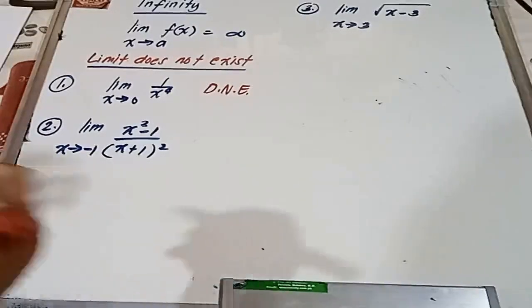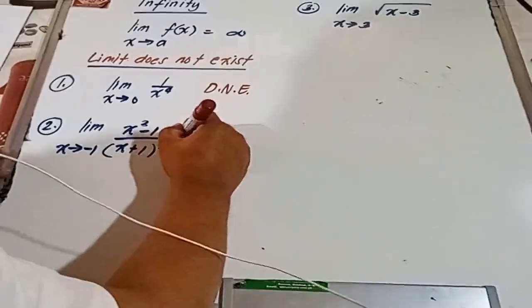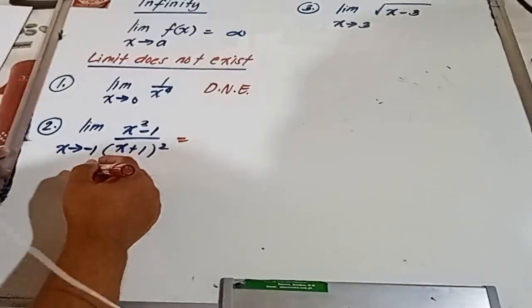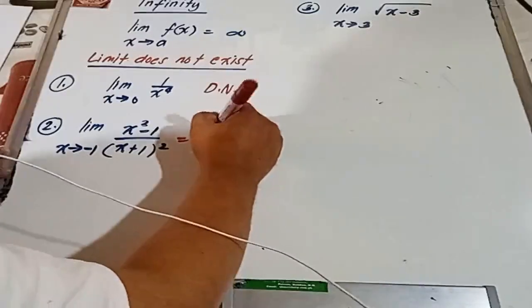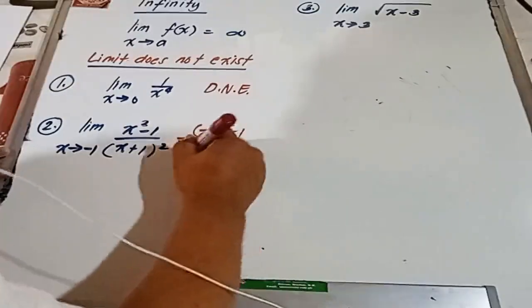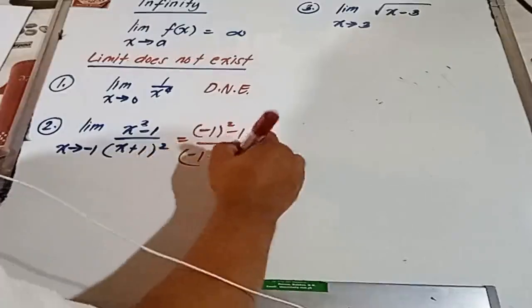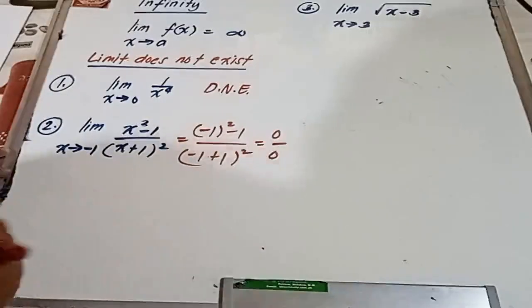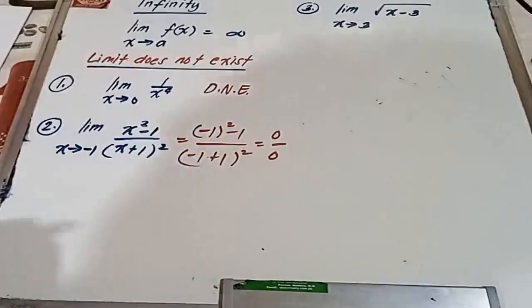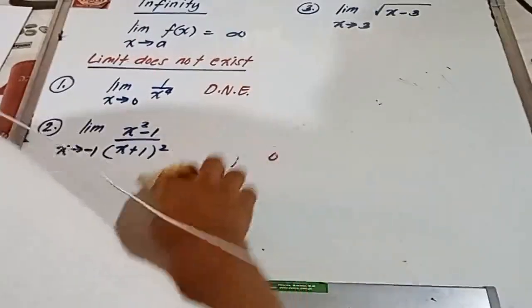Baka naman pwedeng i-simplify, kasi baka isipin nyo if we assign negative 1 to x or substitute this directly, we have negative 1 squared minus 1 over negative 1 plus 1 squared. We have 0 on top and 0 doon sa ating denominator. So, this will be an indeterminate form. Pero i-check natin, baka naman limit exists. Okay?